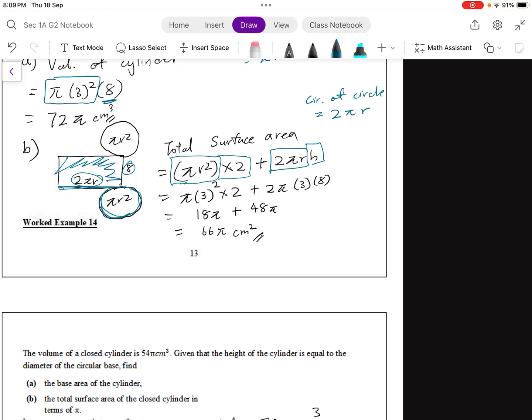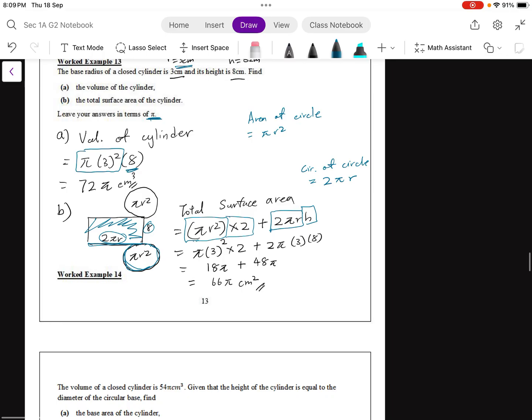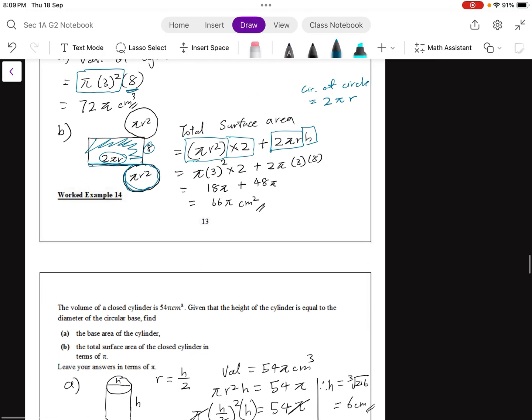H is 8. So this will be pi times 3 squared, which is 9, times 2, 18 pi. 2 times 3 is 6, 6 times 8 is 48 pi. Add them together, you will get 66 pi cm squared. Okay, so this is quite easy and straightforward, so hopefully it's not an issue.